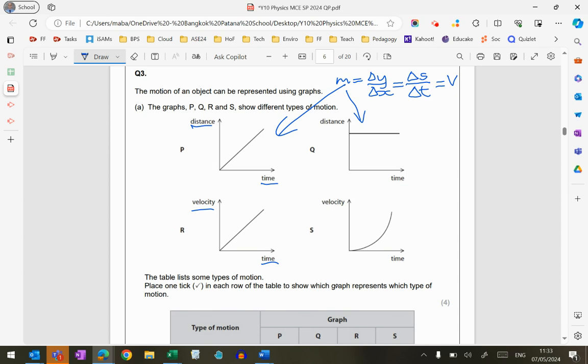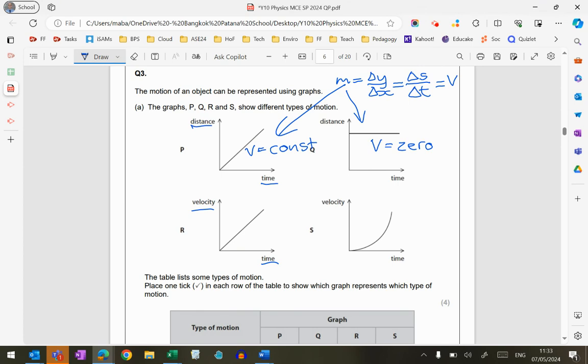So you can see that on this graph here, the gradient is constant, so that means that the velocity is constant. The gradient of this graph here is 0, so that means that the velocity is 0.